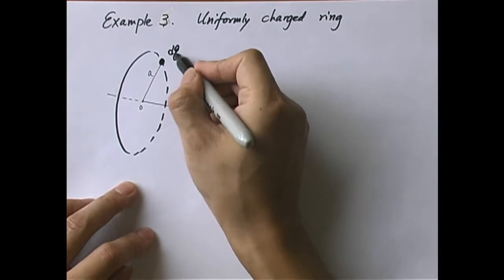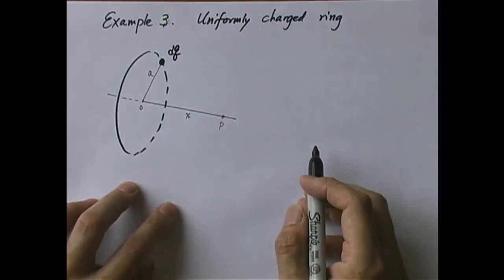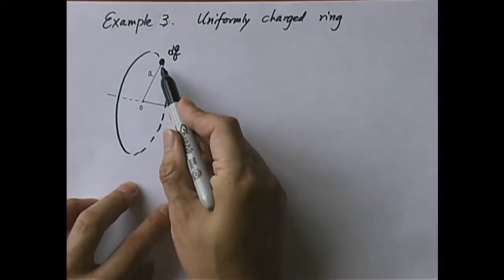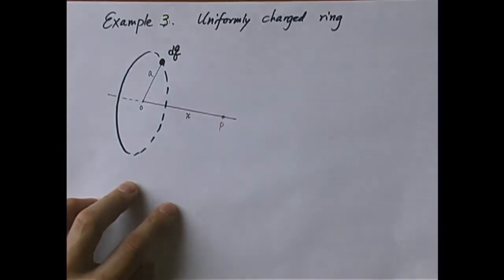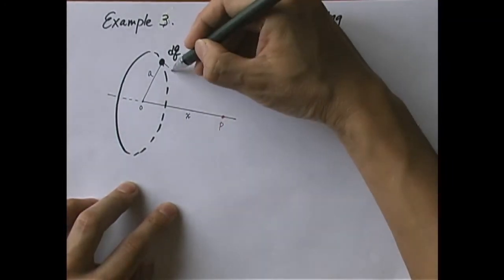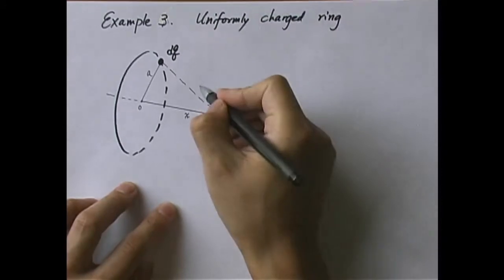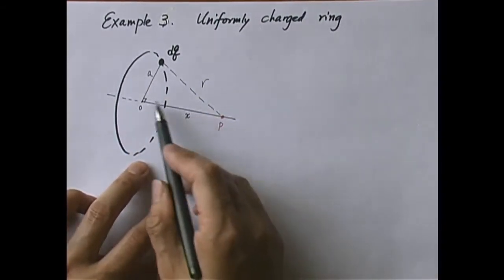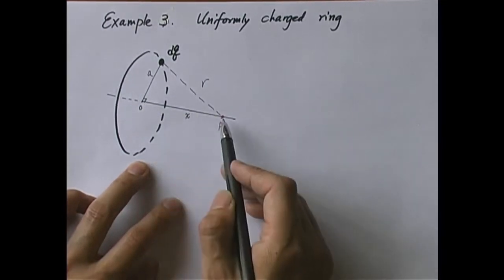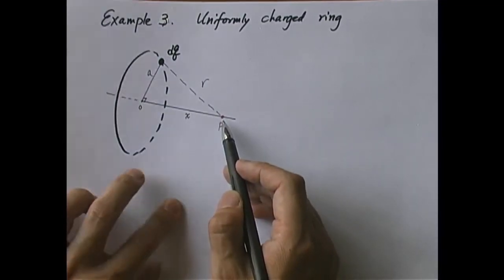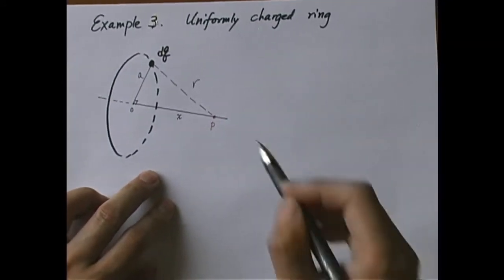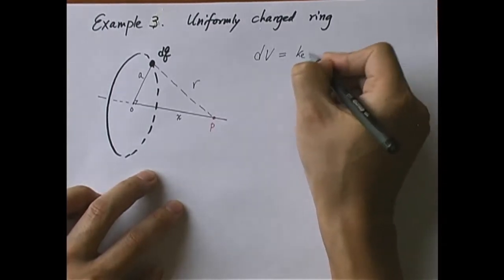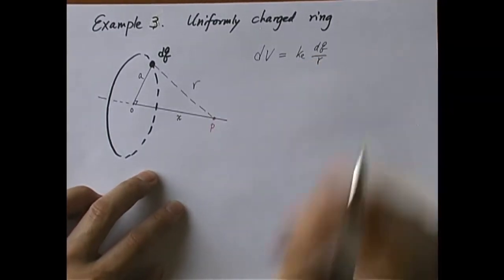The charge is dq. What is the electrostatic potential produced by this little piece dq at point P? All you have to do is to draw a line connecting them. The length is r. This is 90 degrees. The radius is a, and the distance between the center of the ring and the point of interest on the x-axis is x. Let us find dV produced by dq. So dV, that's just the point charge, so it's k dq over r.